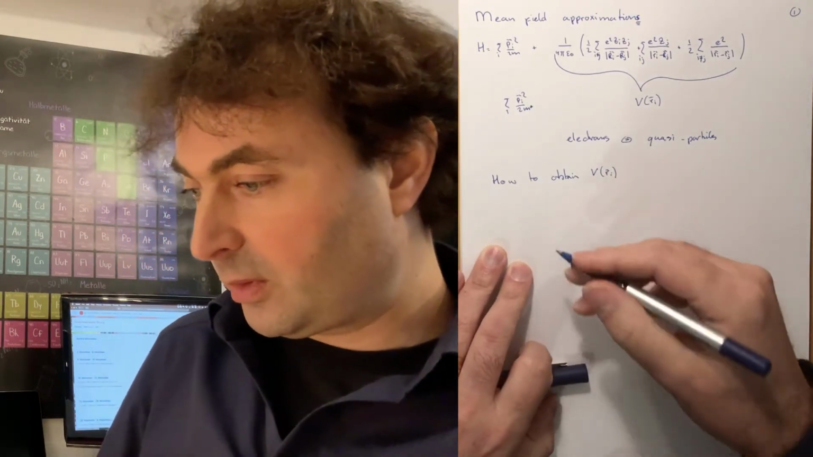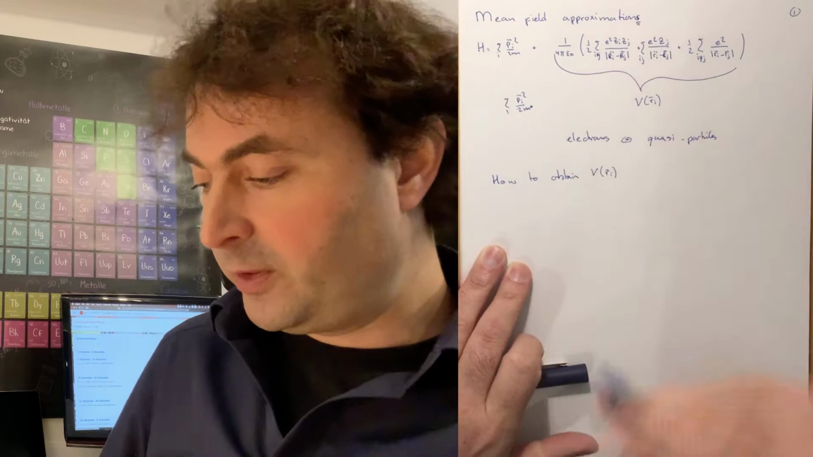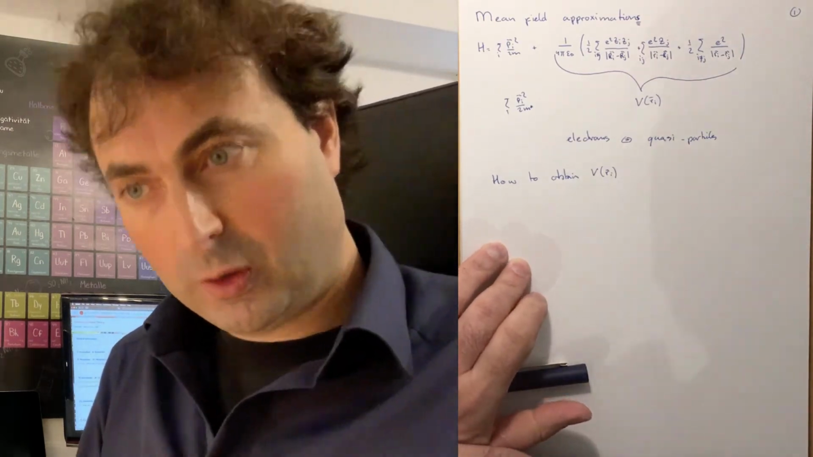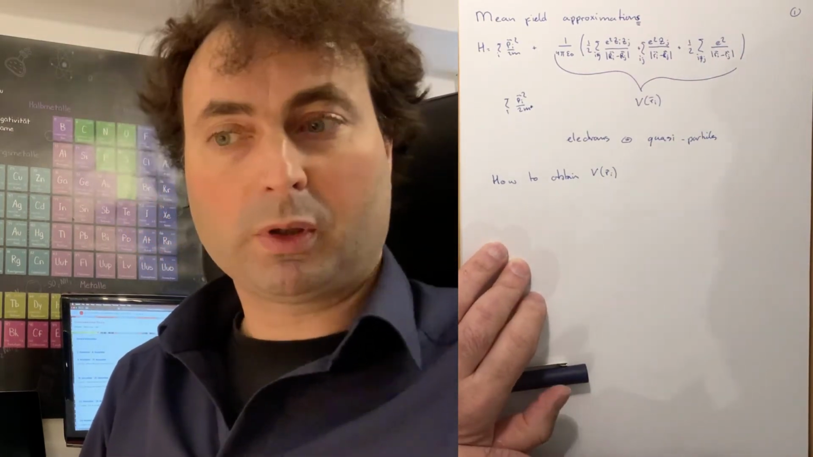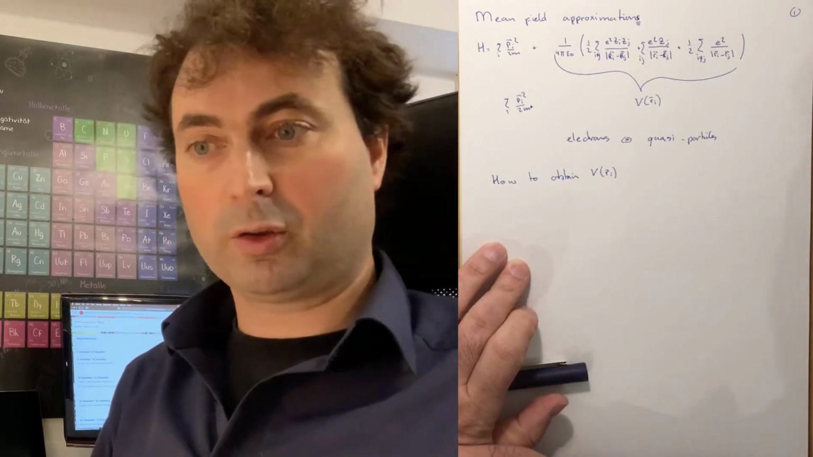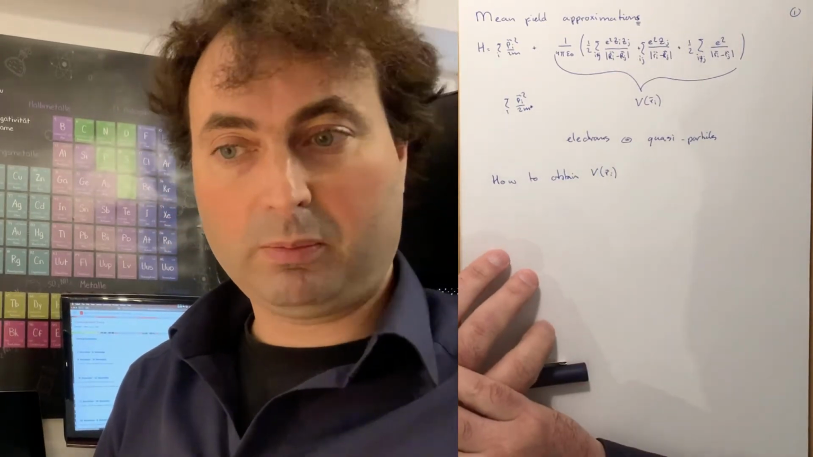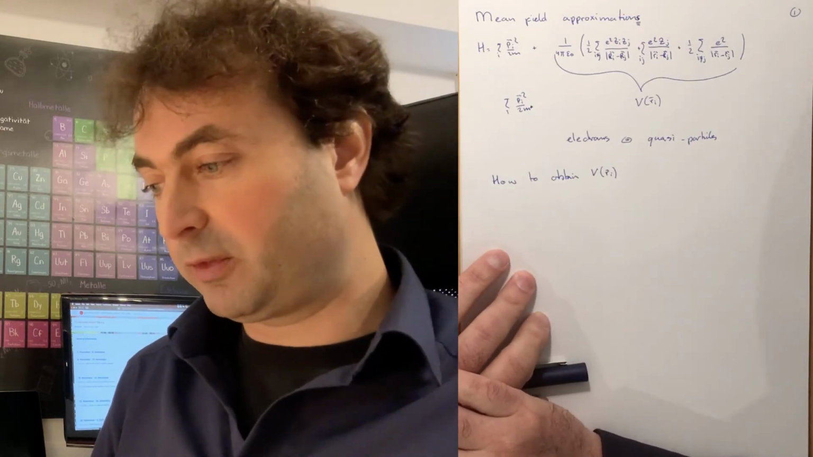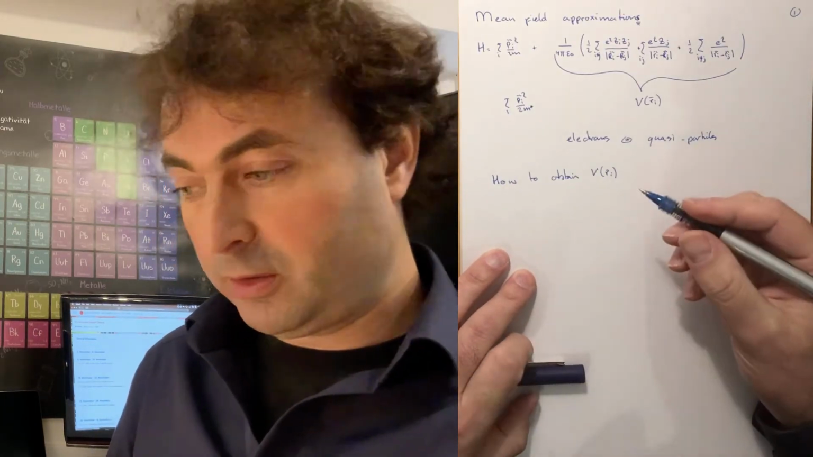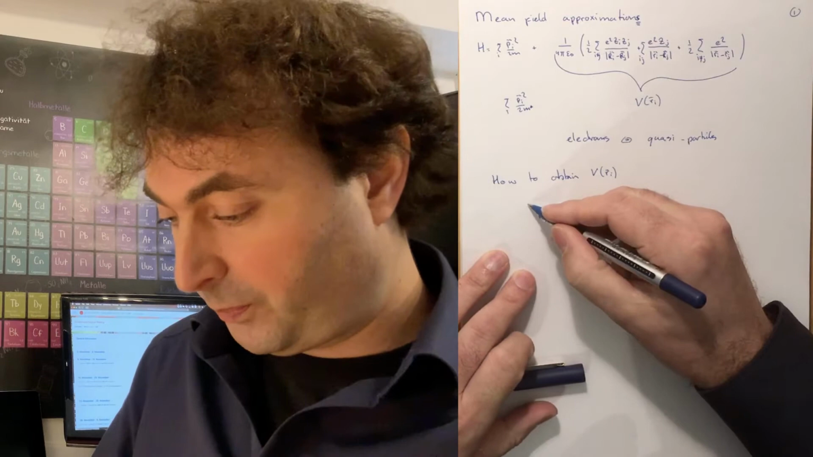So we are looking for a potential that gives you an optimal representation of the original problem. The answer is never going to be really the same. It's always an approximation. It's never going to be exact, but we want to optimize this.